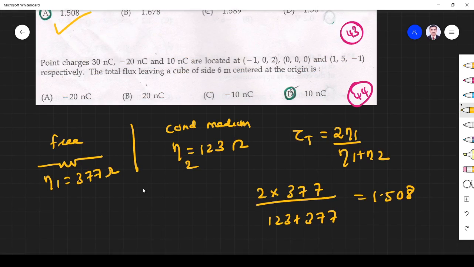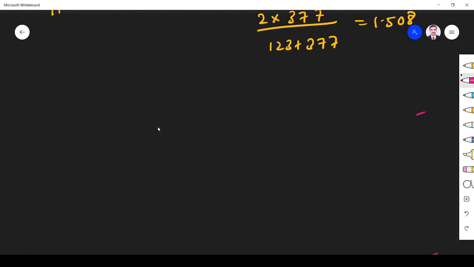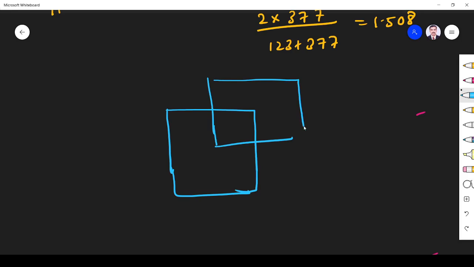So the next question is: point charges 30, minus 20 and 10 nanocoulomb are located at these locations respectively. The total flux leaving out of a cube of side 6 centimeter. So these are all located in the cube. So first we draw the cube, right? So cube of side 6 meter. Okay, this is cube. First we finish this, right? Okay, so a cube like this.